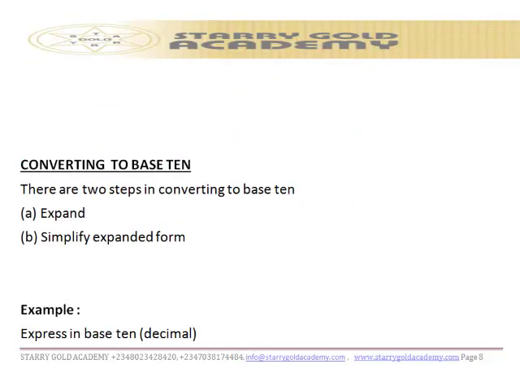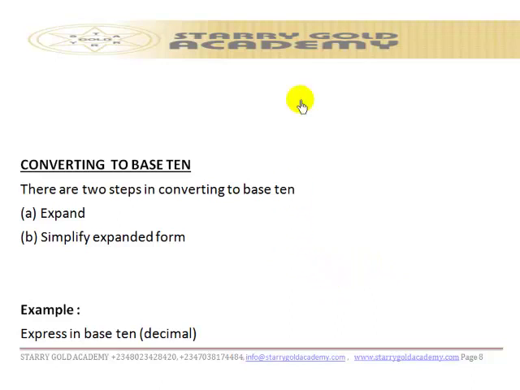So let's talk about converting to base 10. How do you convert a number to base 10? There are 2 steps in converting to base 10. Just 2 steps. The first one is to expand the number, like we have learned before. We just finished learning expansion. After expanding the number, you simplify what you have expanded. That way you'll be able to convert to base 10. Base 10 is a normal natural number.